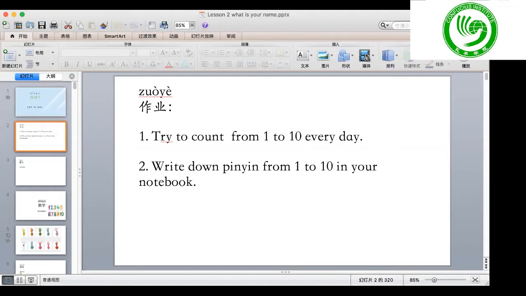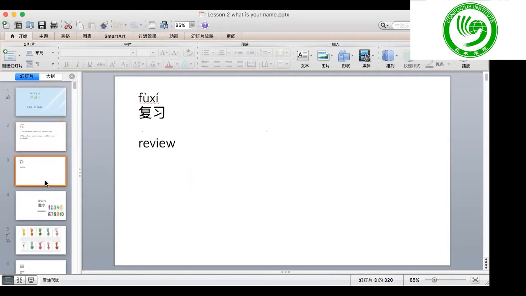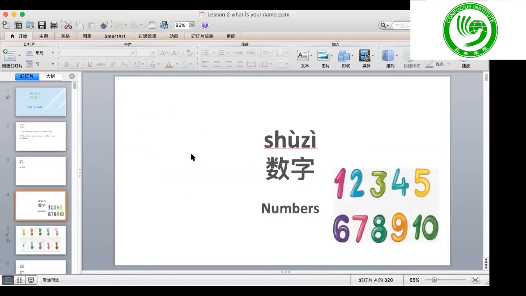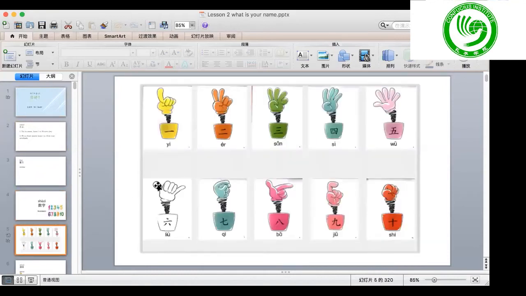Okay. So, before we start our lesson, let us review what we've learned last time. Review. 复习. So when you look at this slide to see the homework, it shows you what we've learned last time. So we've learned the 数字 numbers from 1 to 10. So how to say from 1 to 10? Could you please count it together? Here I show you the gesture and also the Chinese characters and also the pinyin. Okay, let us count it together from 1 to 10.